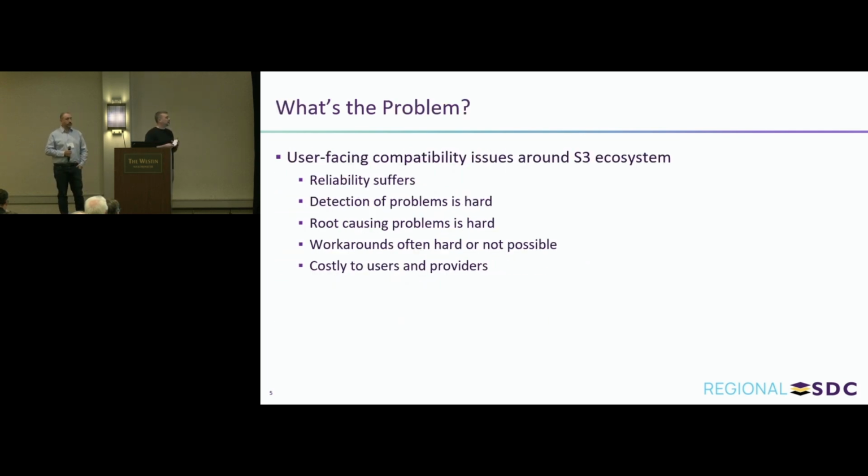So now that we have a basic mental picture of what the ecosystem looks like, we can talk about the problem that we're interested in. It's basically just user-facing compatibility issues around this ecosystem. An application may be working fine and then just breaks suddenly. Maybe a change was made, maybe a library was upgraded, or a config parameter was tweaked, or maybe a change wasn't made. Maybe the application just performed an operation that an S3 compatible implementation didn't support.